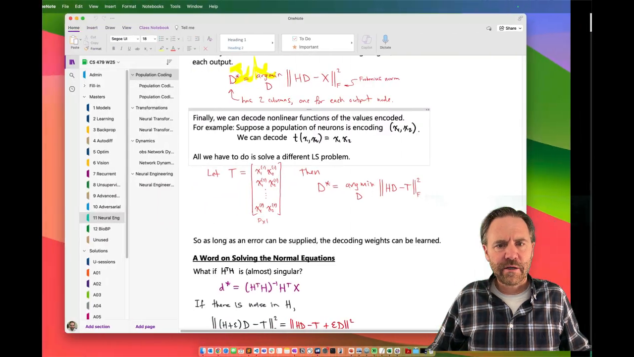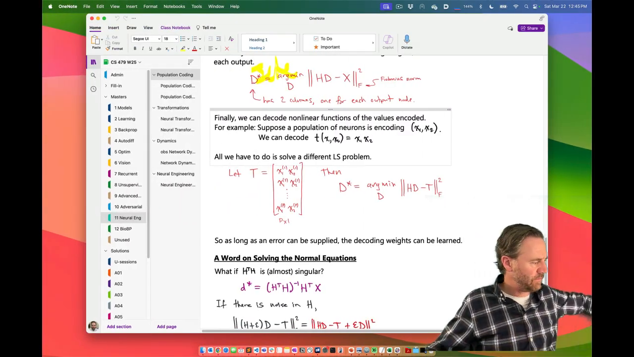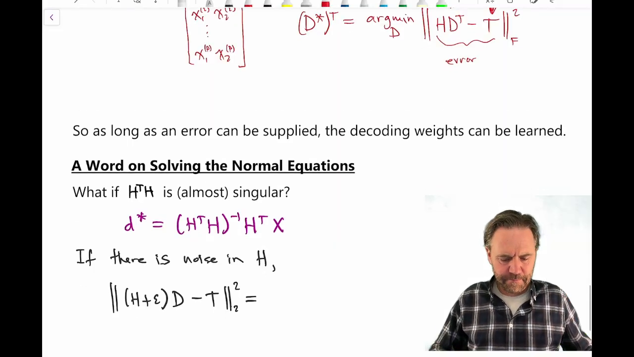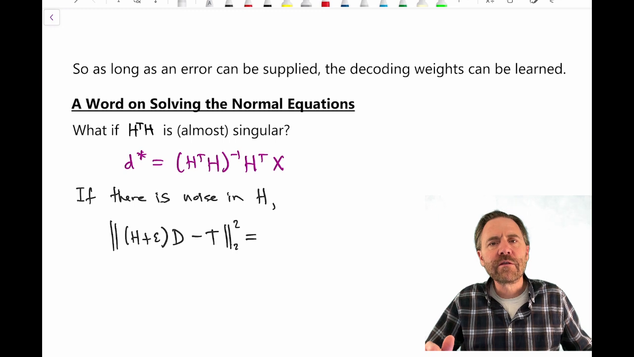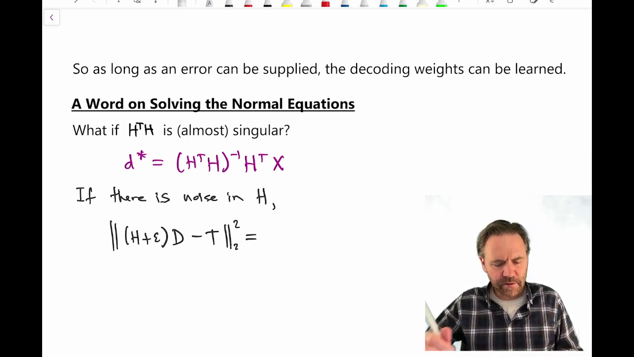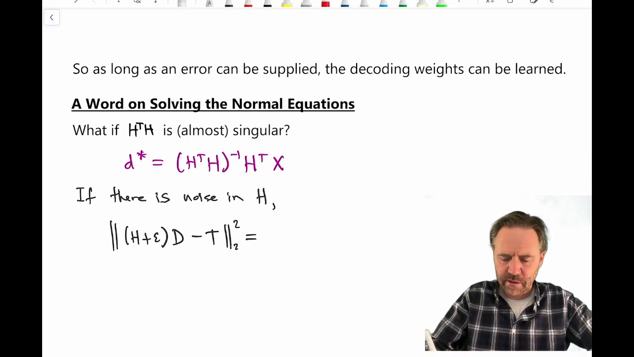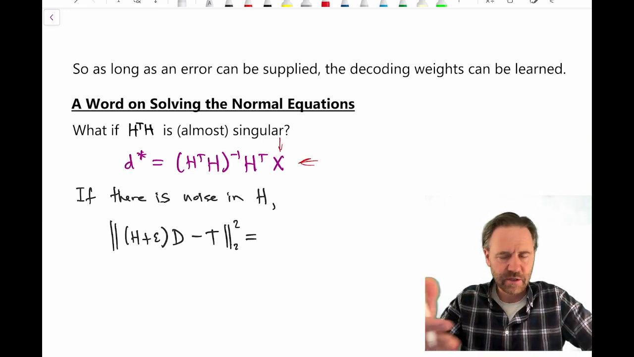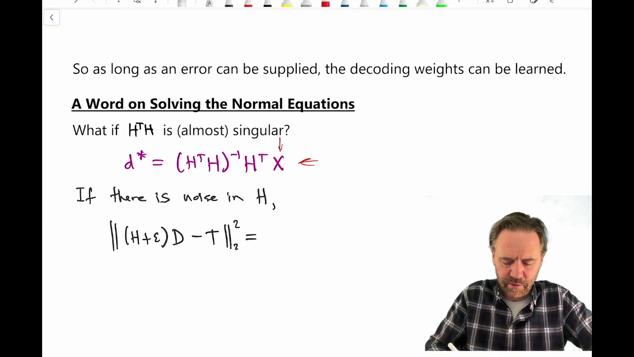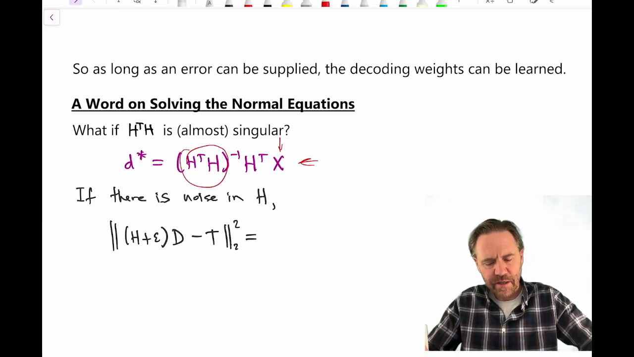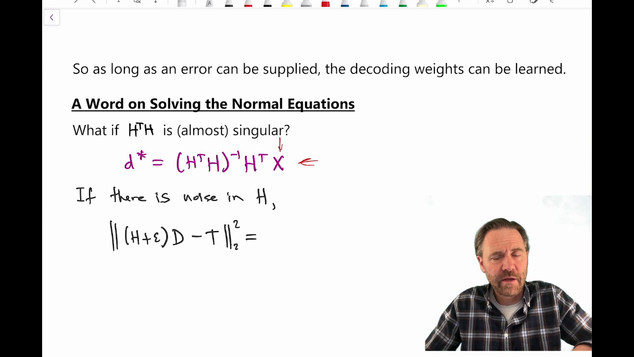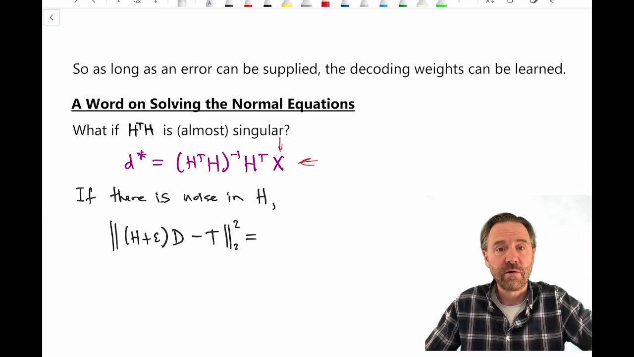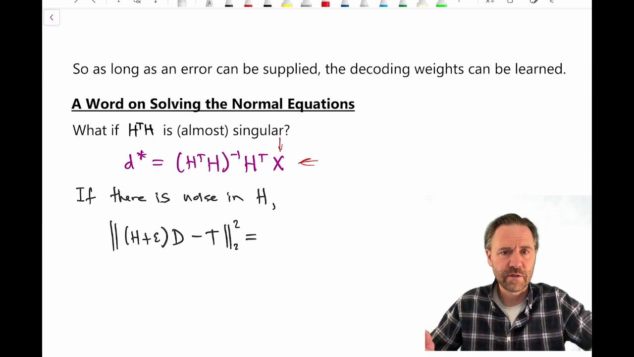So let's go back to the notes. We're nearing the end here of this population coding lecture. So a word about solving the normal equations. Now, the normal equations look like this. If we're decoding the x, from x could be t or whatever, that's not the point. The point though is that if this thing here is almost not invertible, then that can be a problem. It can become a nearly singular problem that's hard to invert.